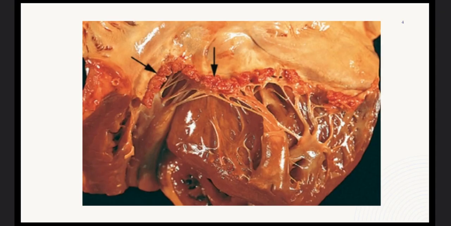So I just included this picture to show you what the vegetations look like. This is an example of subacute infective endocarditis. And here you can see the vegetations, which are relatively smaller, and they are present all along the lines of closure of the valve leaflets.